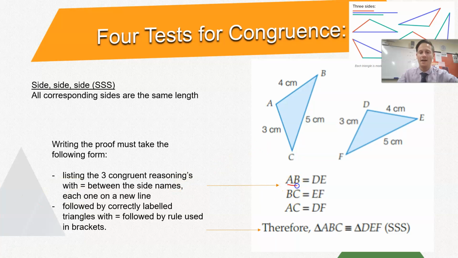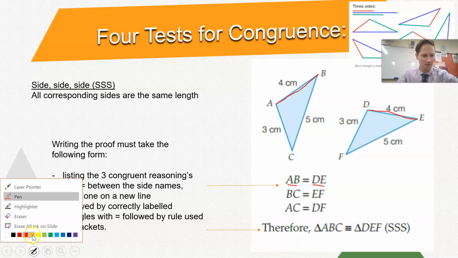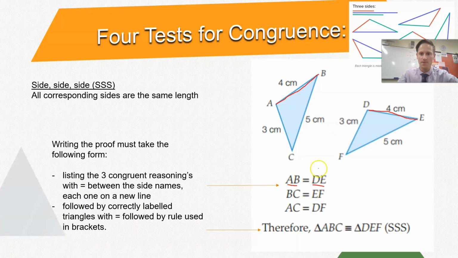I'm saying AB equals DE, so that would be AB equals DE, and they're both 4 centimeters. And my next one is BC. I'll try and get a different color actually. There we go. And then I'll say side BC equals EF. So BC, EF, and then side AC, sorry, new pen, new color.